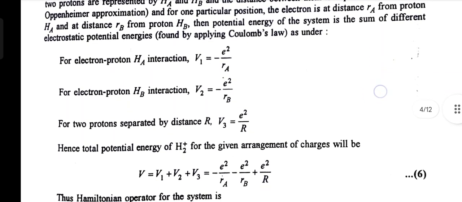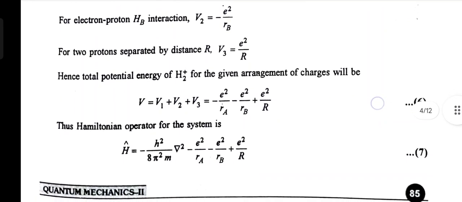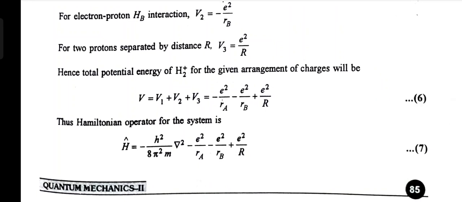For electron-proton Ha interaction, V1 equals minus e square by Ra. For electron-proton Hb interaction, V2 equals minus e square by Rb. For two protons separated by distance R, V3 equals e square by R. Hence, the total potential energy of H2 positive for the given arrangement of charges will be V equals V1 plus V2 plus V3 equals minus e square by Ra minus e square by Rb plus e square by R. This one is the sixth equation.